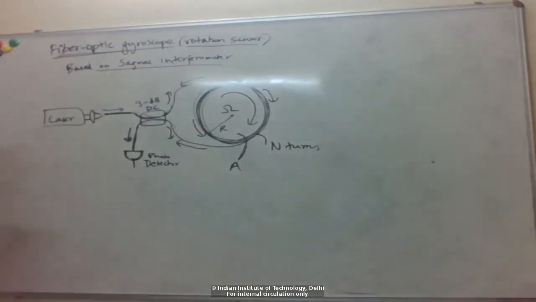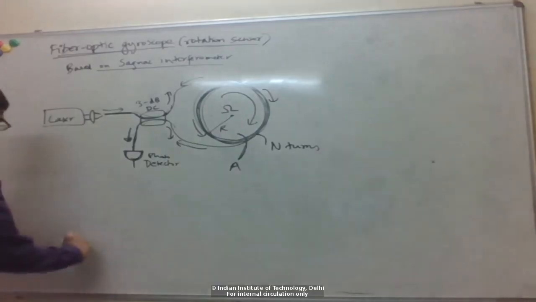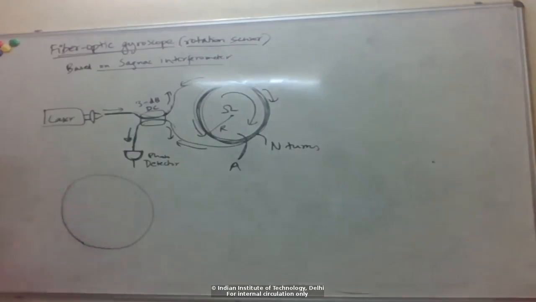To understand what this phase shift would be, let's imagine just a circular loop like this. Let's say that this point is where the light enters.